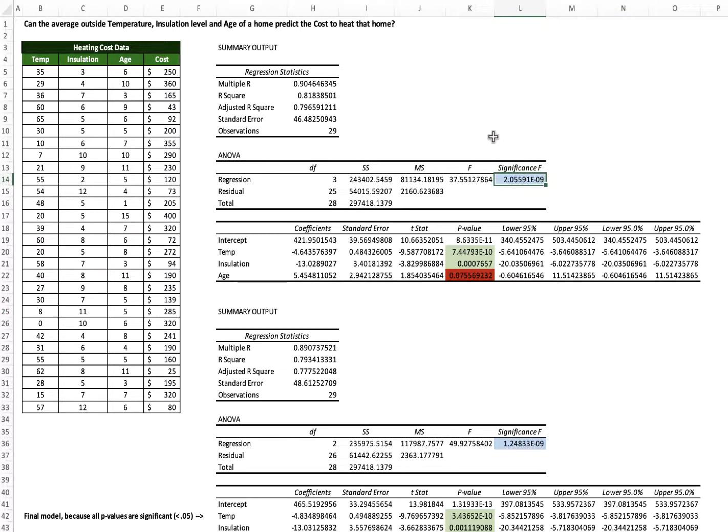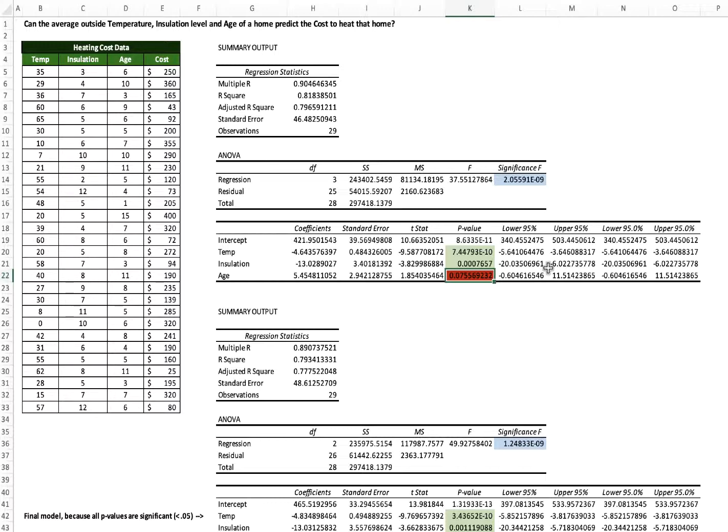The first thing we look at is this significance F, which is our global p-value. If it's less than 0.05 or 5%, then at least one of our variables is going to be significant. Then you have to go down and look at each of those variables, temperature, insulation, and age, look at their p-values and see if those are less than 5%. If they are, then they are significant and they get kept.